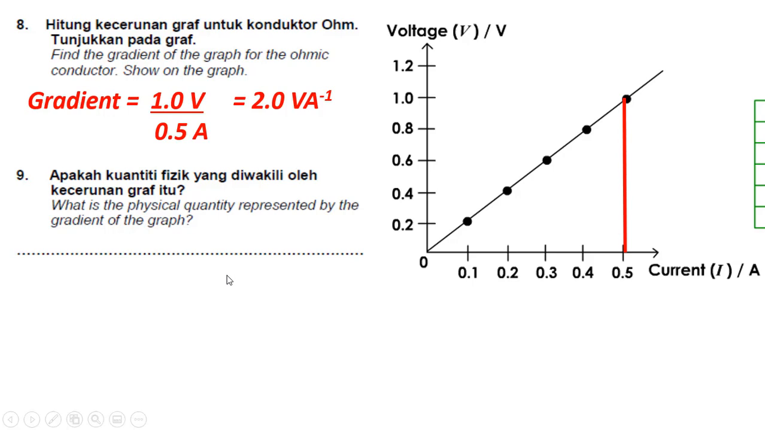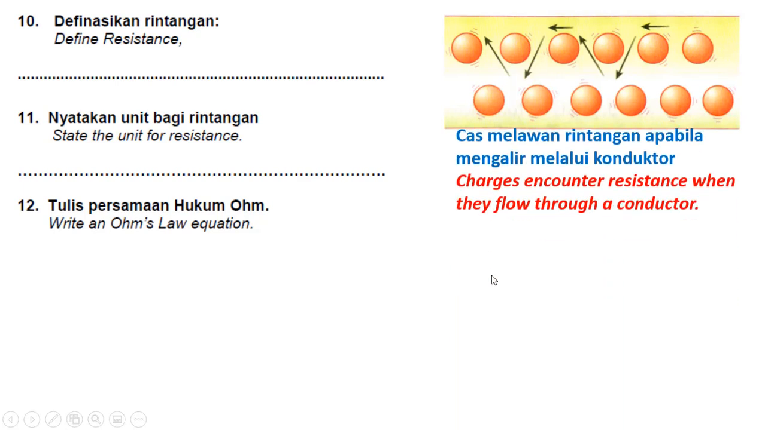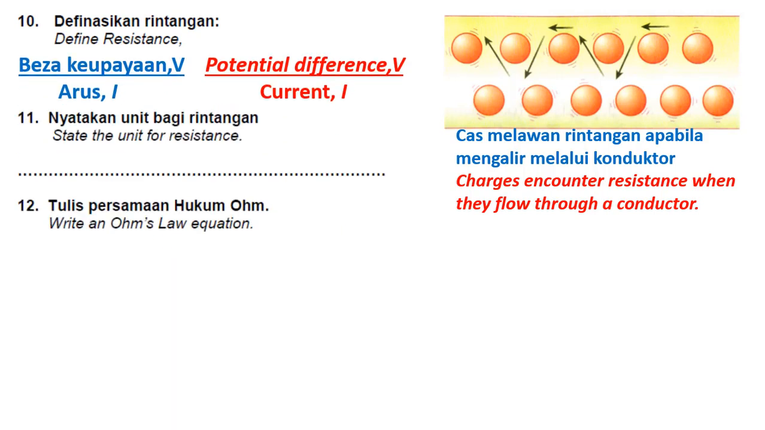What is the physical quantity represented by the gradient of the graph? This is what we call resistance, or rintangan, R. Define resistance: resistance is the opposition to the flow of charge when it flows through a conductor. The next definition: potential difference or voltage over current. What is the unit for resistance? V A minus 1 equals ohm. The symbol is ohm, or omega.